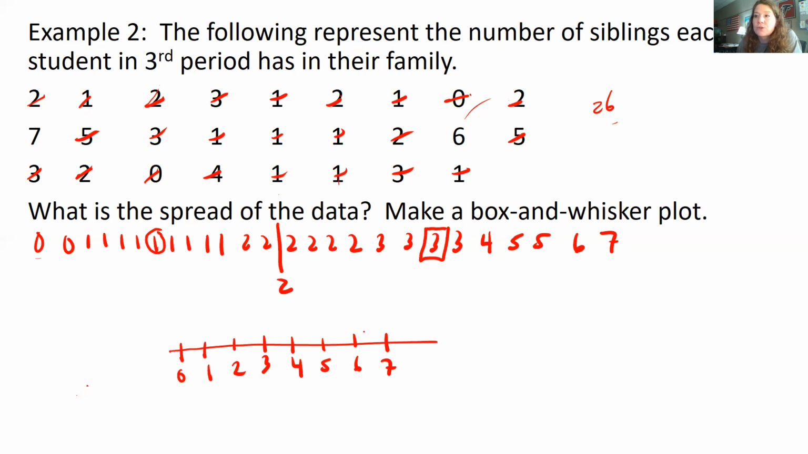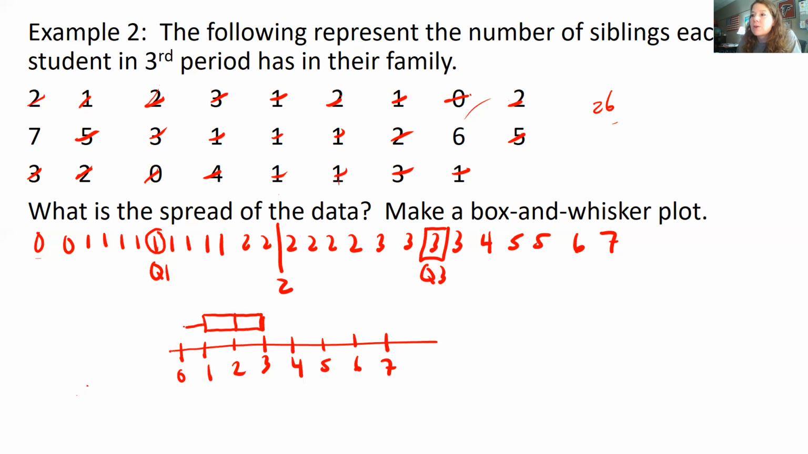So your box goes from your lower quartile, or Q1, to Q3, your upper quartile. Excuse me, I'm saying the wrong word. Q1 is your lower quartile, Q3 is your upper quartile. So the middle 50% of my data goes from 1 to 3. Okay, so this is how many siblings do you have? And then the line through your box always points to the median. So that's very symmetrical, isn't it? So the middle 50% of my data has either 1 to 3 siblings.